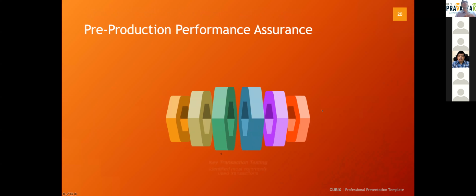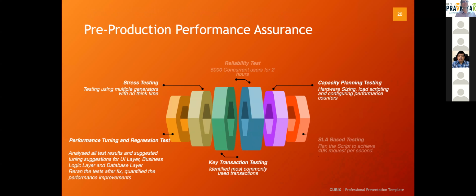So there was a pre-production performance assurance that was done. What does it mean? I need to do stress testing. We're testing using multiple generators with no think time. Reliability testing, 5,000 concurrent users for 2 hours, and then 10,000 concurrent users, we went to that. Capacity planning testing, how much hardware sizing is needed, how much load scripting is needed. SLA based testing, we ran the script to achieve 40,000 requests per second. This is a service level agreement we have, right? So service level means this is what we see the public can do.